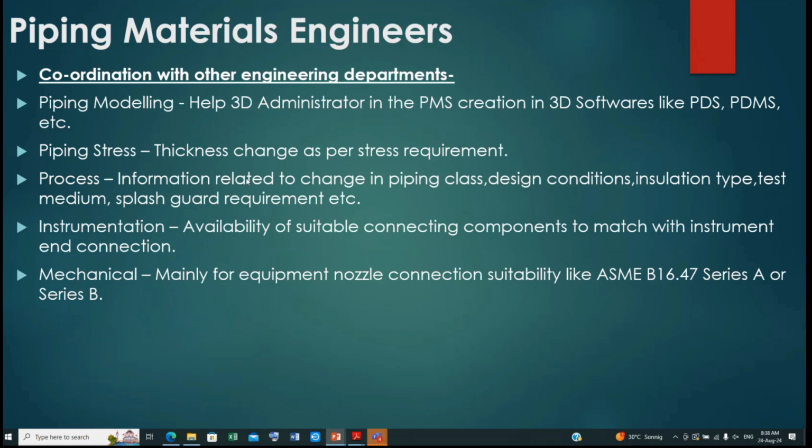What are the other tasks of the piping material engineer? Coordination with other engineering departments, piping modeling. Help the 3D administrator in PMS creation in 3D software like PDS, PDMS. Nowadays it is called E3D or SP3D. As a piping material engineer, we have produced one document as a PDF document. But how shall it be used by layout engineers? It has to be transferred to the software.